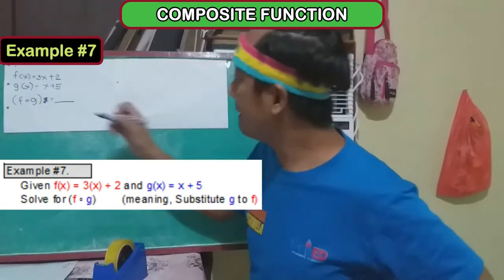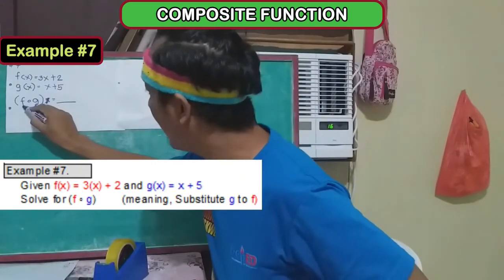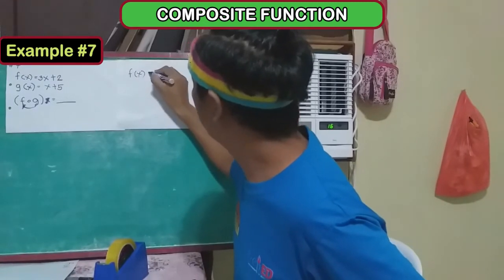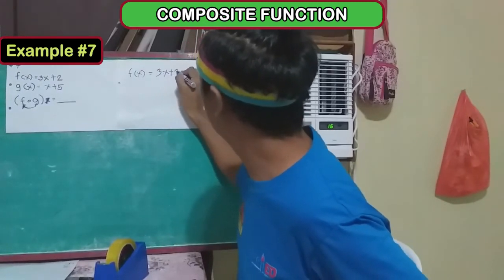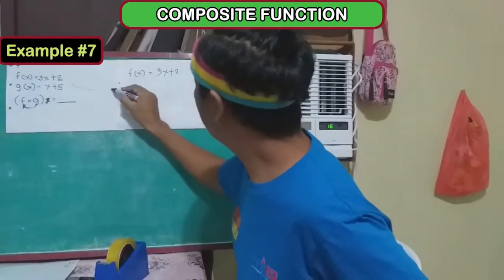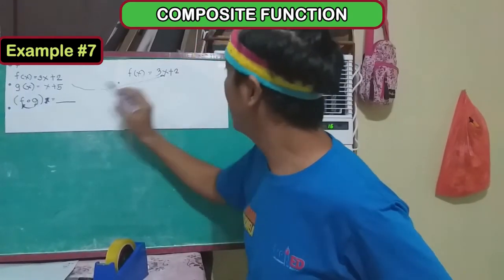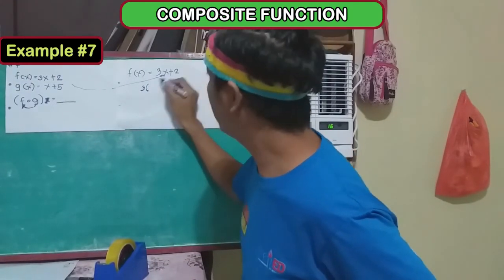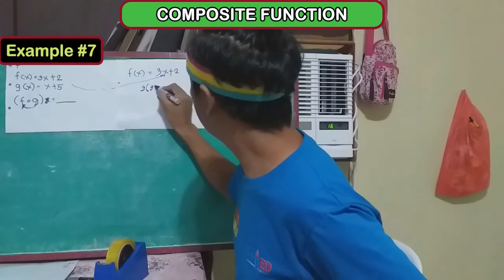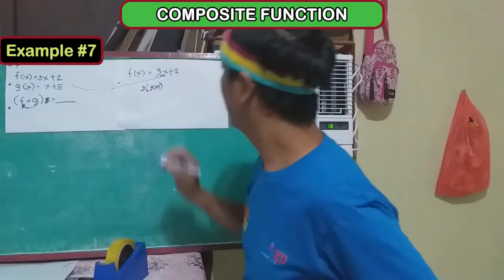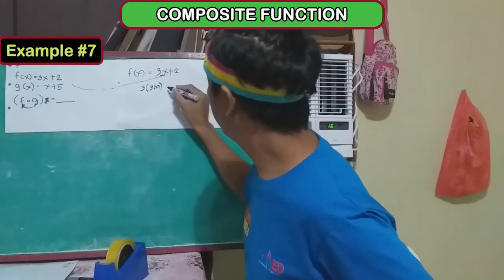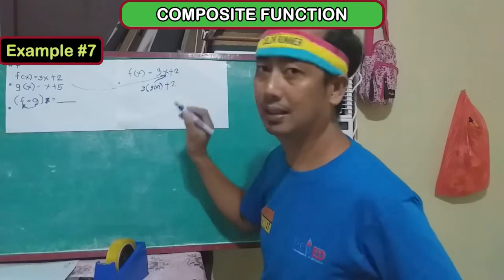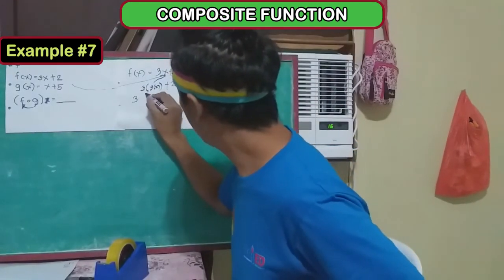Paano natin isolve yung f of g? Ibig sabihin, itong g, ilalagay natin dun sa f. Paano natin gagawin yon? Ito yung f. 3x plus 2. Itong g, ilalagay natin yan dito sa x niya. Kasi ilalagay natin siya dito eh. Di ba? So, magiging 3, yung x gagawin natin yung g of x. Plus 2. Yung x, pinalitan natin ng g of x. Diba?